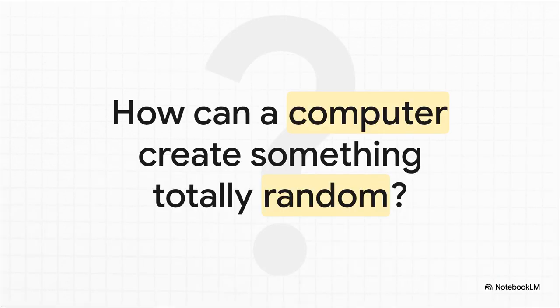But hang on a second, that brings up a really interesting question, right? Computers are all about logic. They do exactly what you tell them to do step by step. So how in the world can a machine that's so predictable do something as unpredictable as rolling a die? That's the puzzle we're going to solve together today.